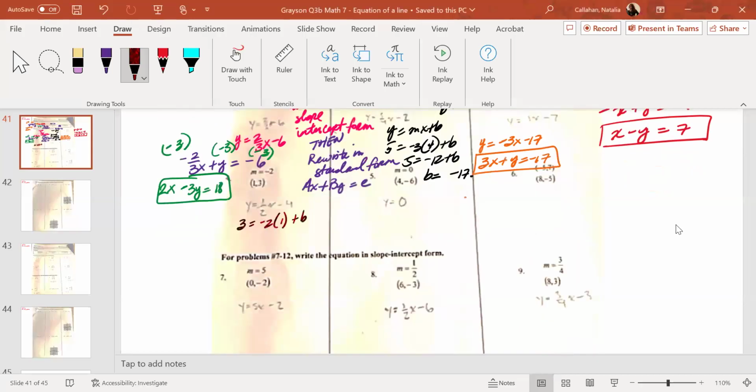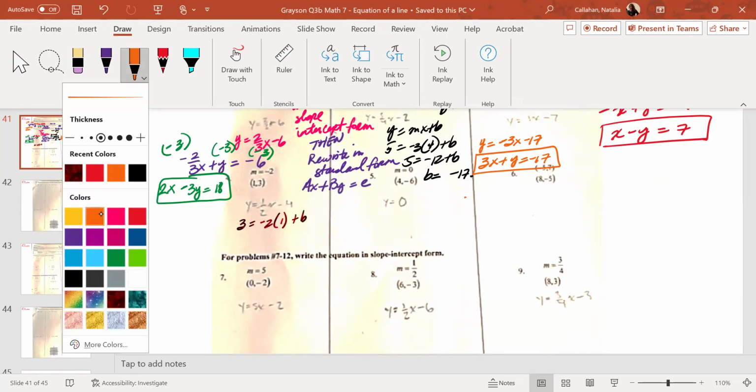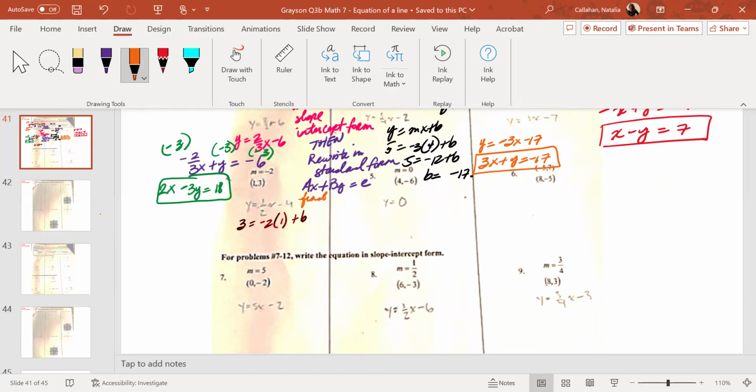Okay, question number 4. What do you need to find? B, correct? So find B. Okay, first off, look over here. This is wrong. Slope is not 1/2 or negative 1/2. I don't know what you're doing there, but that's incorrect.